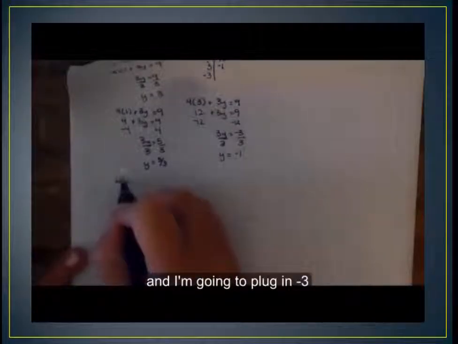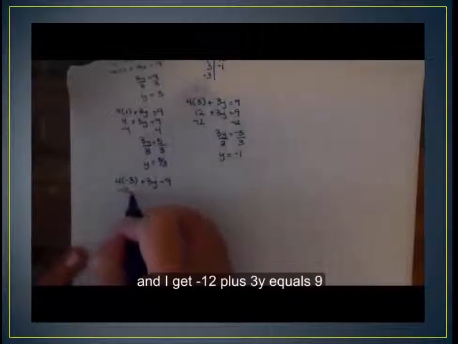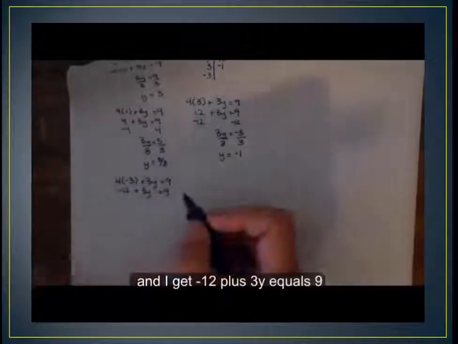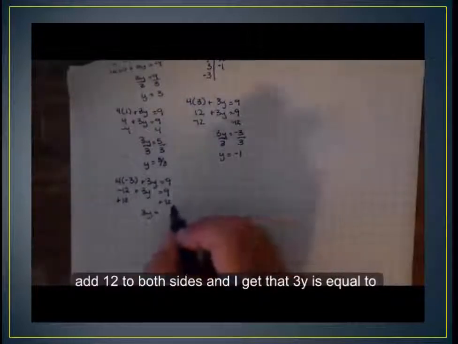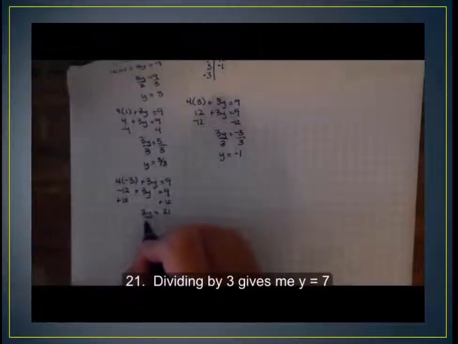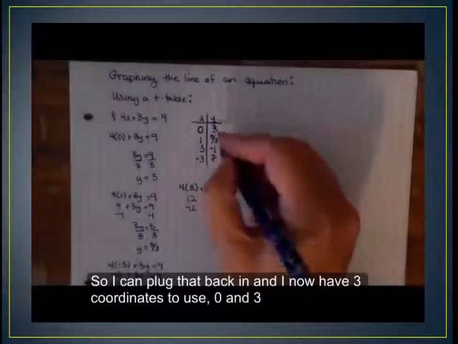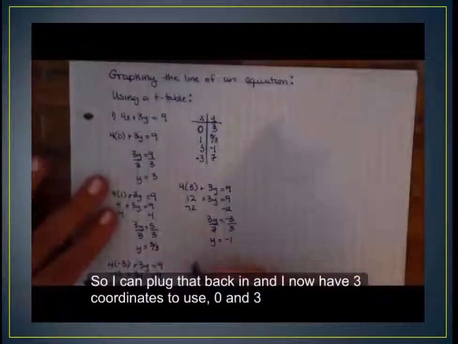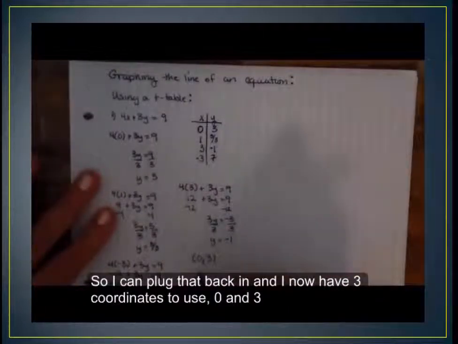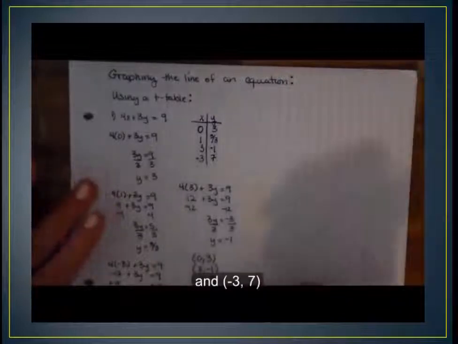And I'm going to plug in negative 3, and I get negative 12 plus 3y equals 9. Add 12 to both sides, and I get that 3y is equal to 21. Dividing by 3 gives me y equals 7. So I can plug that back in, and I now have 3 coordinates to use: 0, 3; 3, negative 1; and negative 3, 7.